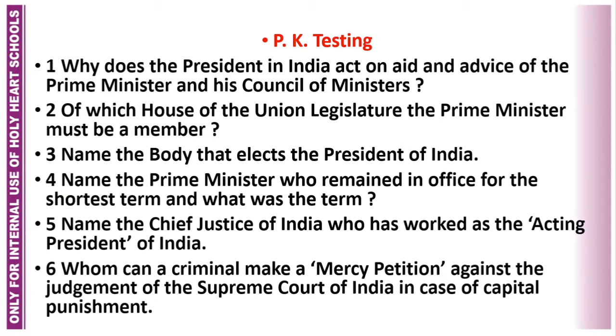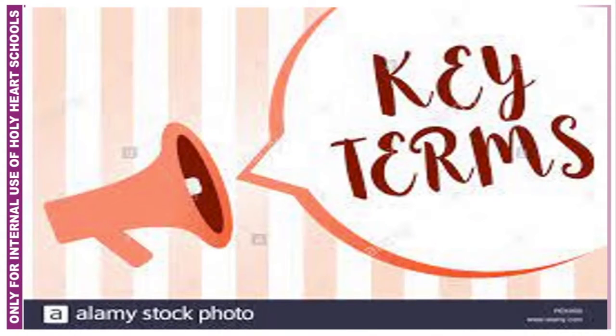The next question is, to whom can a criminal make a mercy petition against the judgment of the Supreme Court of India in case of capital punishment? You know, capital punishment is the death sentence, and capital punishment is given by the Supreme Court. Above the Supreme Court there is no court, that's the last court, the apex court. Here the answer is the President of India. A criminal can make a mercy petition to the President of India. Now my PK testing is over.